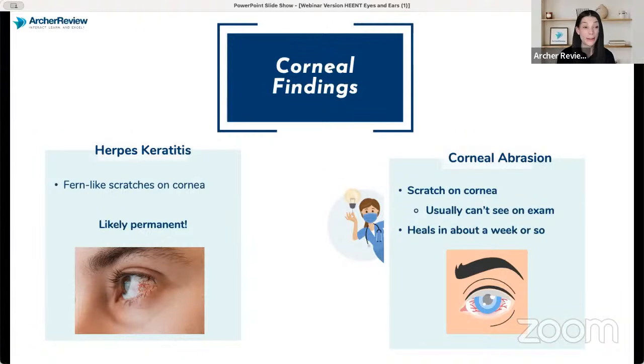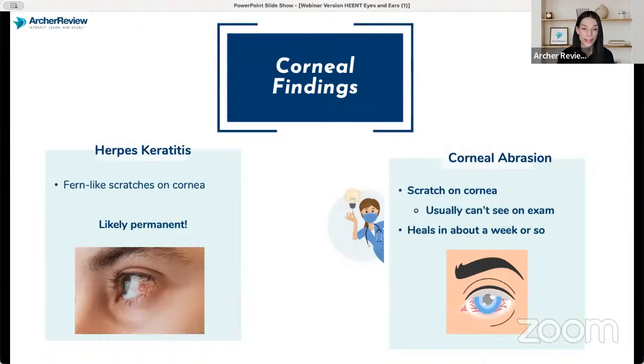So when you put that fluorescein staining into the patient's eye and you see furning, that can help you rule out corneal abrasion or herpes keratitis. Unfortunately, herpes keratitis can be a permanent condition. So this is something we really need to have these patients follow up on. Whereas something like a corneal abrasion usually gets better in a week or so.